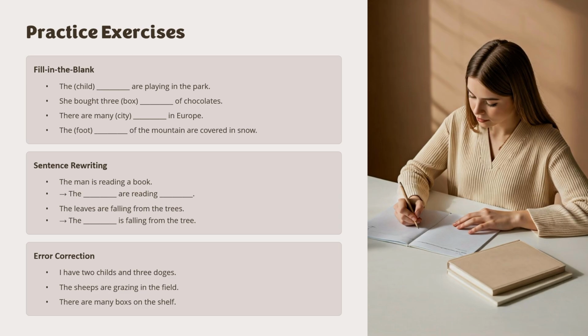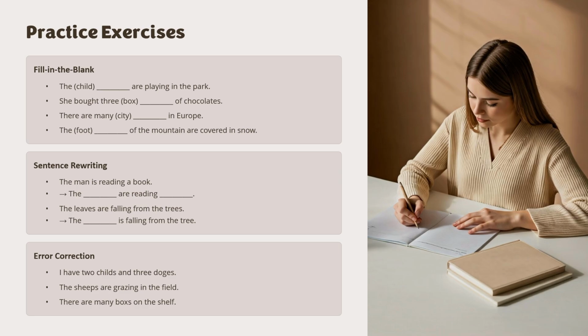So let's go one by one. The first one in the fill in the blanks, we have child in parentheses, right? So the child are playing in the park. Here we're going to convert the word child into children. So, children. The children are playing in the park.